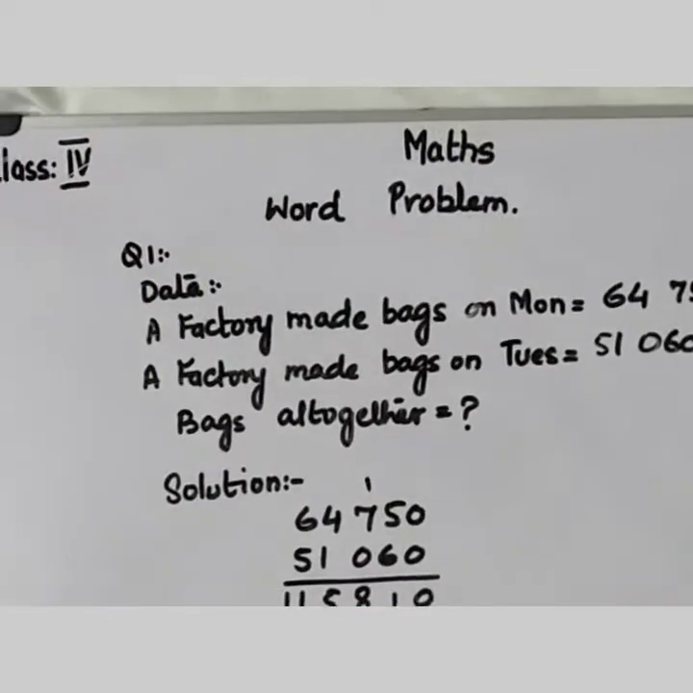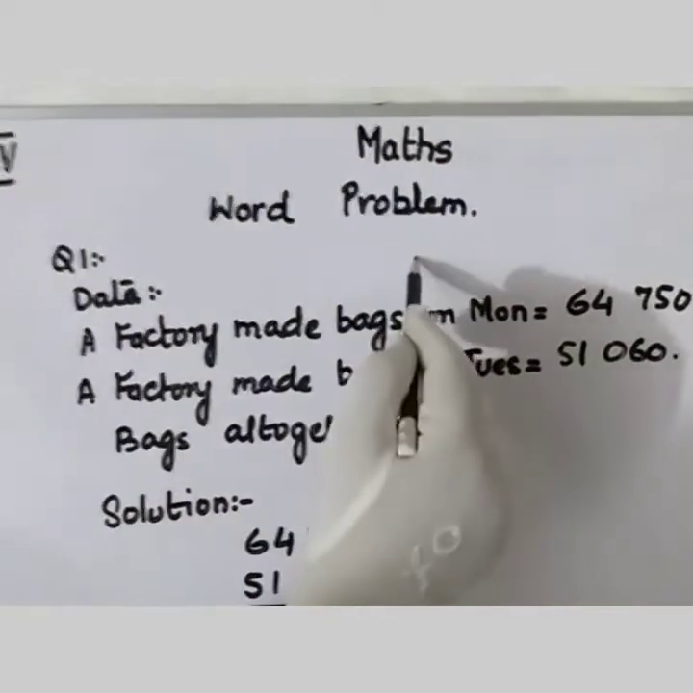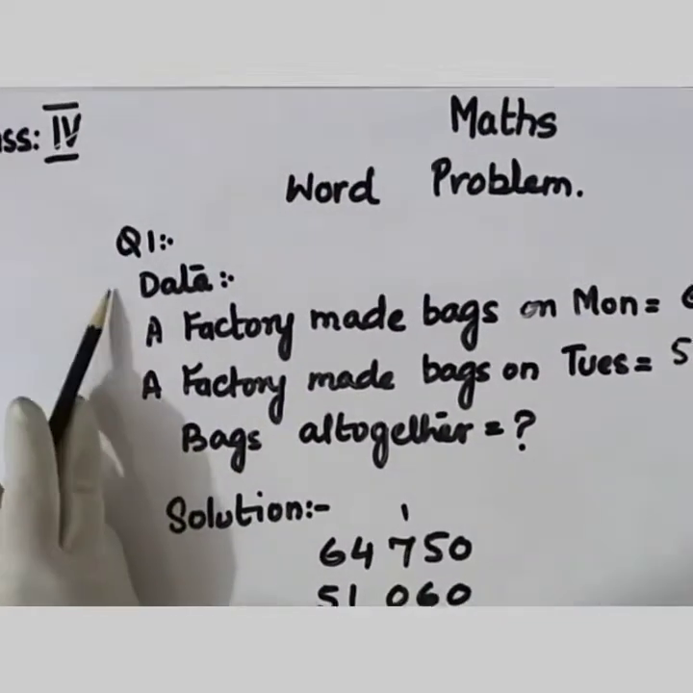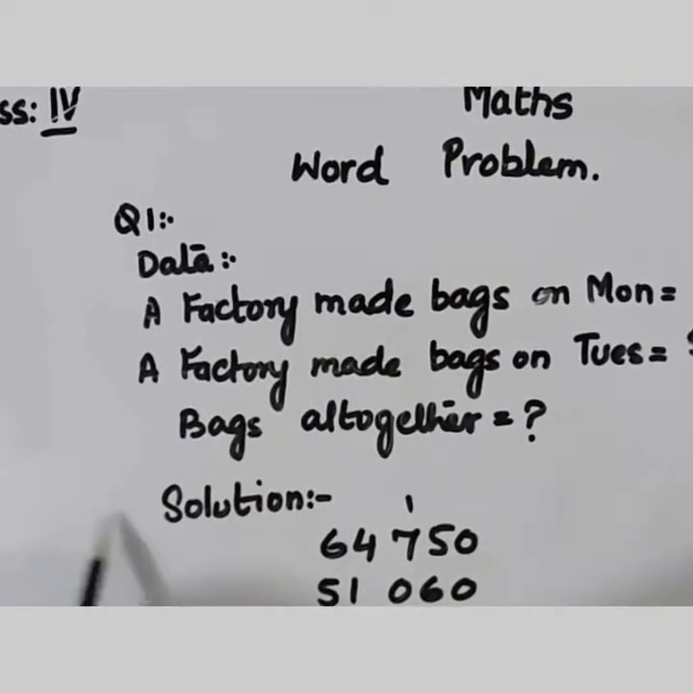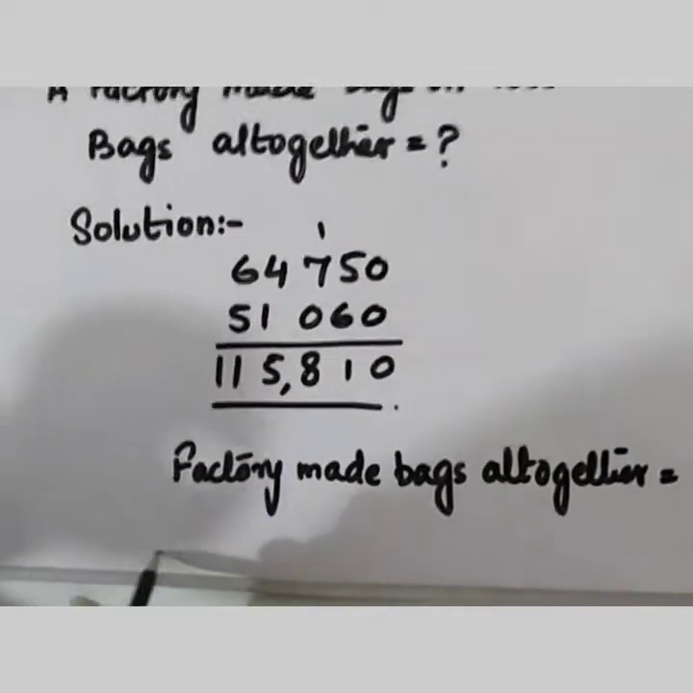Now page 10, question 1. You have to write the question from the book. Then in this way you solve your word problems. First write the data, then solution, then answer. In 3 phases you have to complete your word problems.